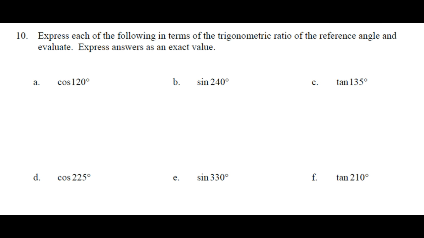Last thing, this is the last thing, right? Express each of the following in terms of the trig ratio of the reference angle and evaluate. Express answers as an exact value. Okay, so the cos of 120. What's the reference angle for 120? 60, right? So 120 is a second quadrant angle, 180 minus 120 is 60.